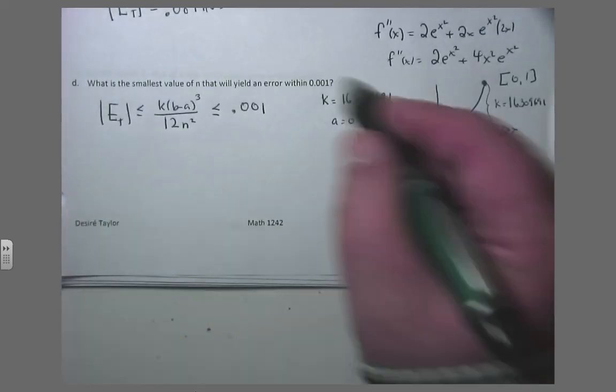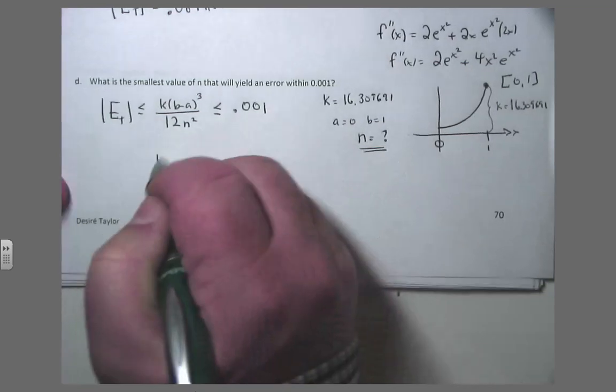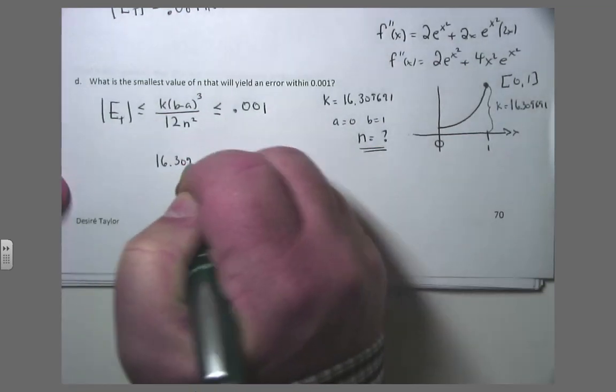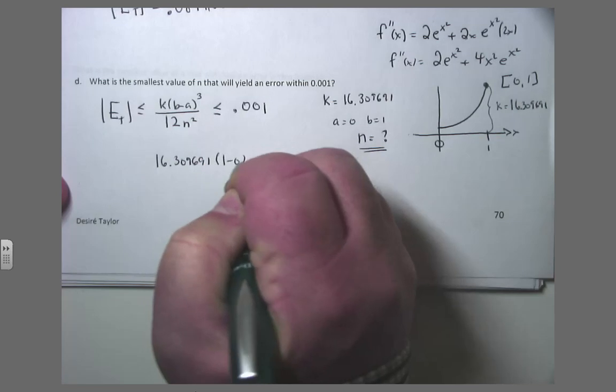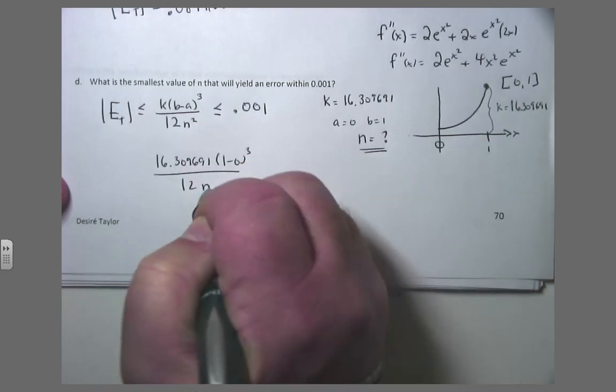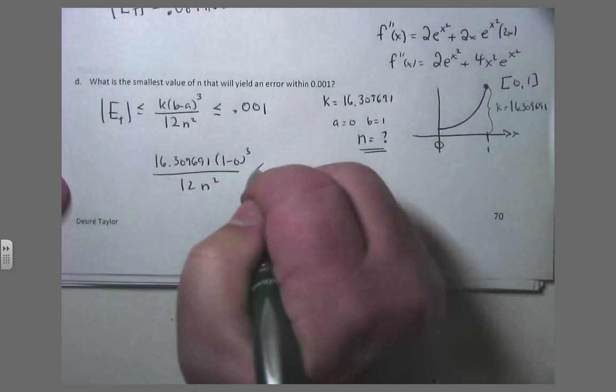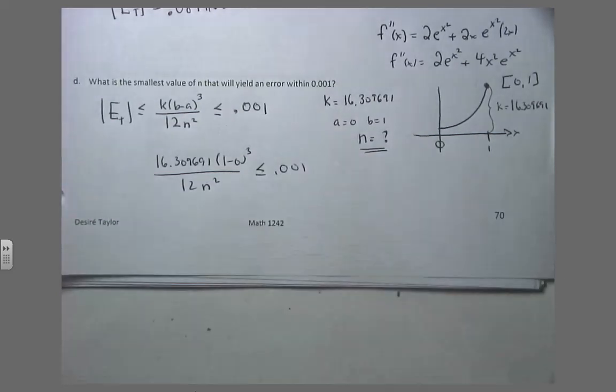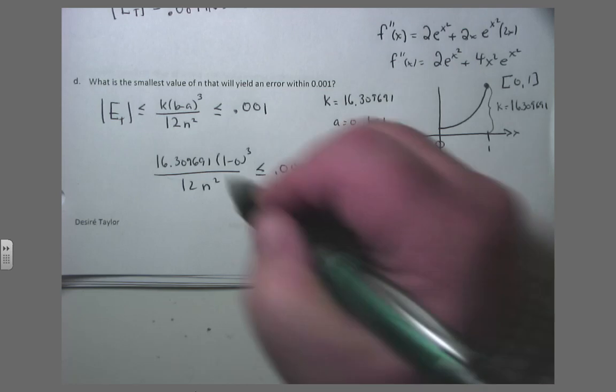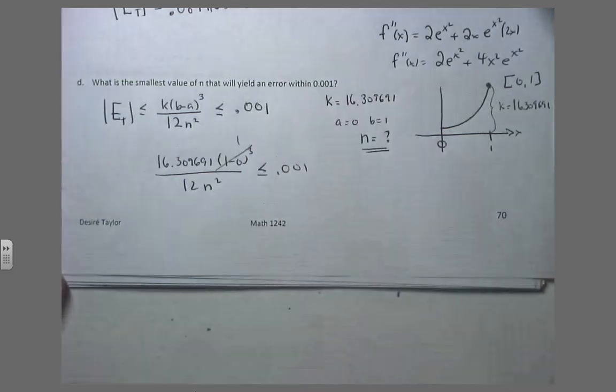So plug this information in. This gives you 16.309691 times (1 minus 0) cubed over 12n squared. Leave n as the variable and set it less than or equal to 0.001, and it becomes an algebra question. Solve for n. Now, how would you solve for n on this one? Well, first off, I do the easy math. What is 1 minus 0 cubed? 1 minus 0 is 1, cubed is still 1. So that part just goes away.